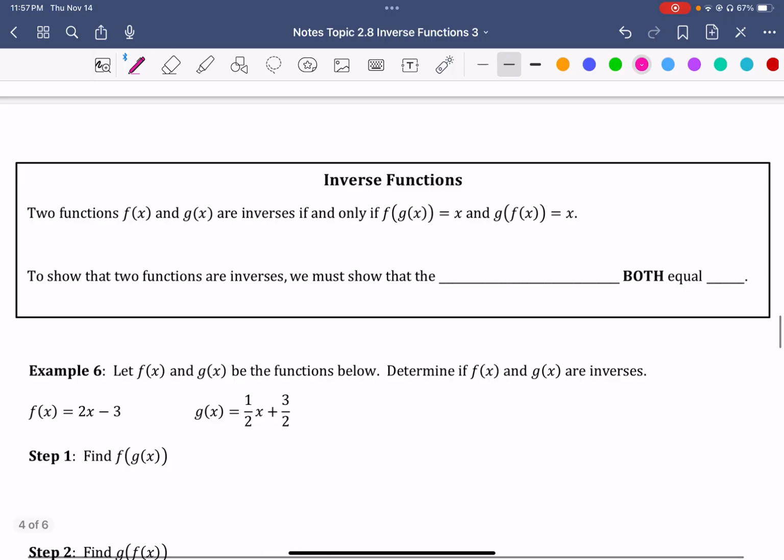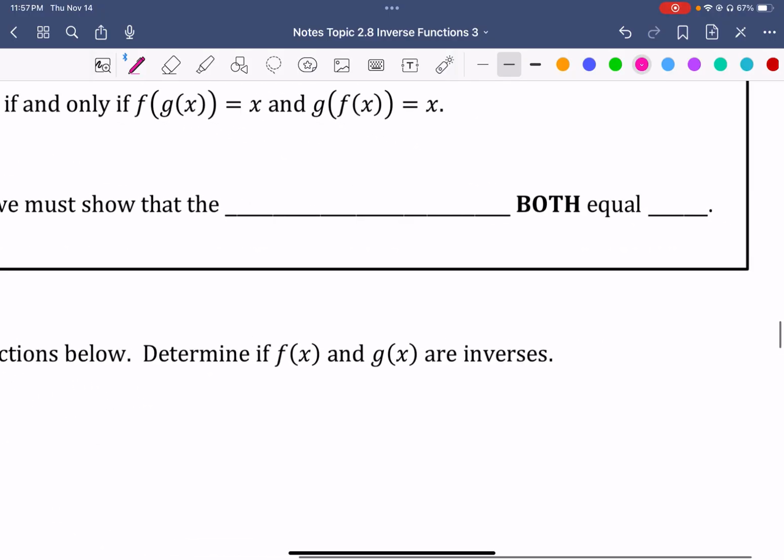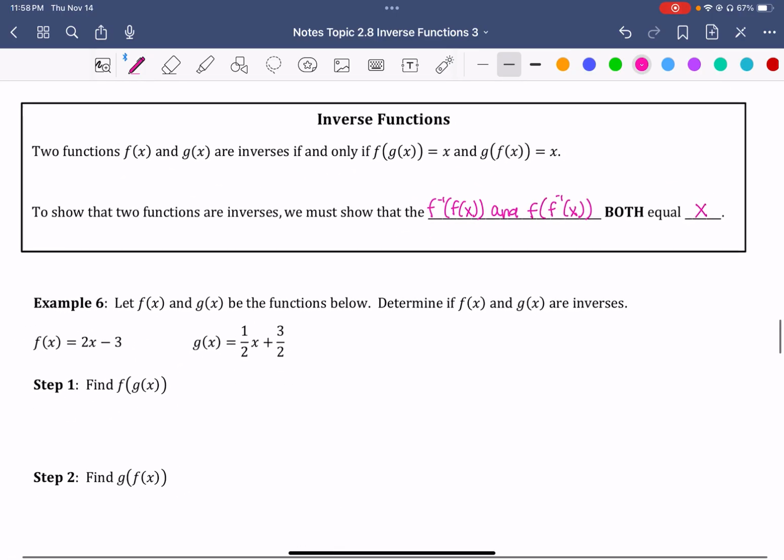So inverse functions. Two functions, f of x and g of x, are inverses if and only if f of g of x equals x and g of f of x equals x. To show that two functions are inverses, we must show that f of the inverse of f of x and the inverse of f of f of x both equal x. Okay, so now we're going to be combining composition, which was our lesson from 2.7. So they both have to equal x.